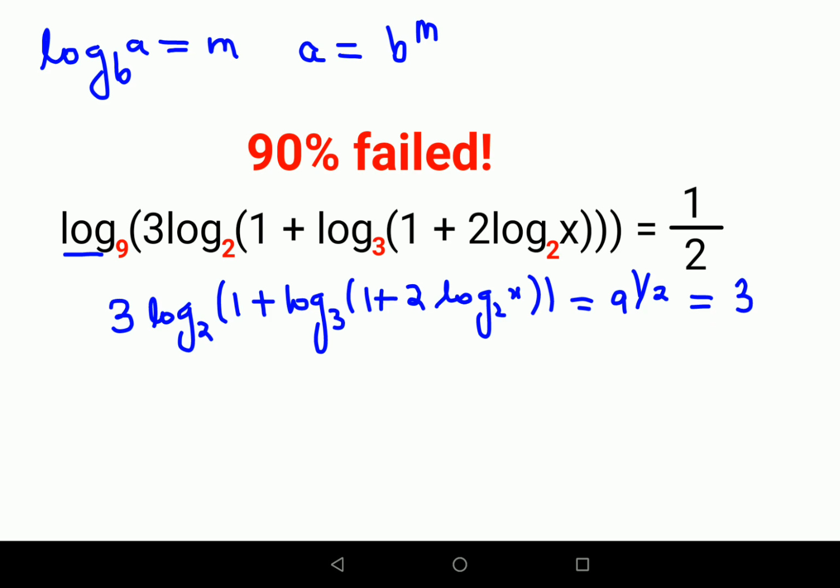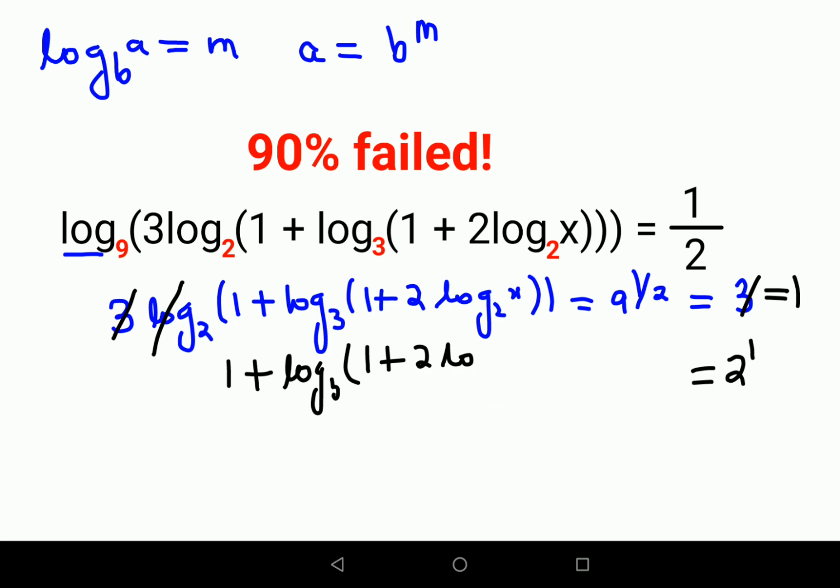Now in the next step, what you see is you will divide both sides by 3. The 3 and 3 are cancelling. So you're just left with 1. In the next step, you need to get rid of this log, which will now become what? Everything will now become equal to 2 raised to 1. That is nothing but 1 plus log to the base 3 of 1 plus 2 times log of x to the base 2.